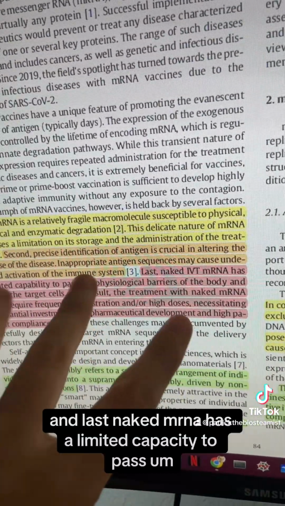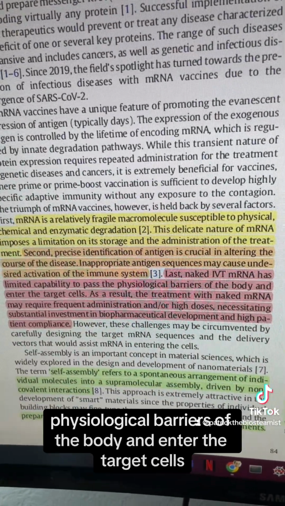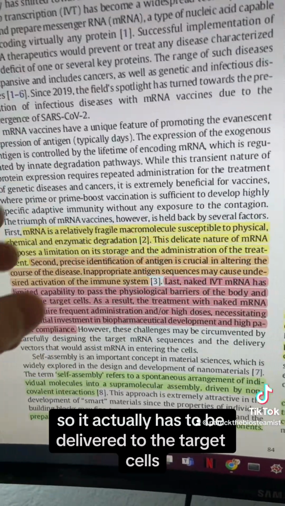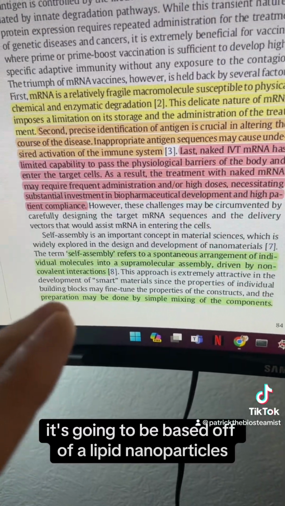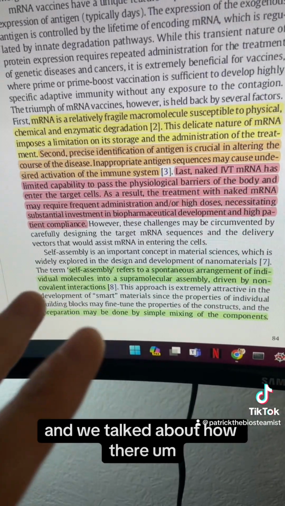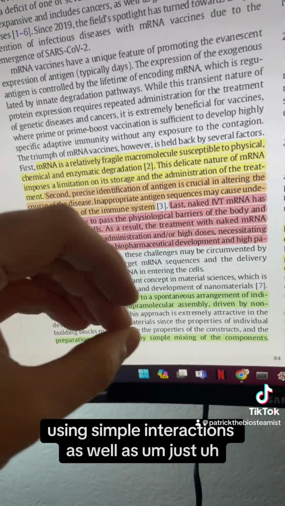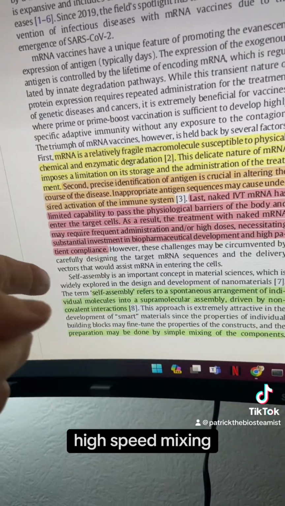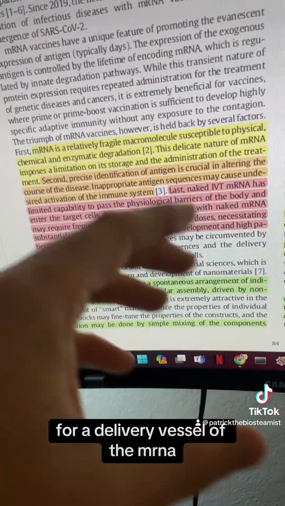And last, naked mRNA has a limited capacity to pass physiological barriers of the body and enter the target cells, so it actually has to be delivered to the target cells. So for our mRNA, it's going to be based off of lipid nanoparticles, and we talked about how they sort of assemble around the mRNA using simple interactions as well as just high-speed mixing. So that's what we mean when we're talking about self-assembly for a delivery vessel of the mRNA.